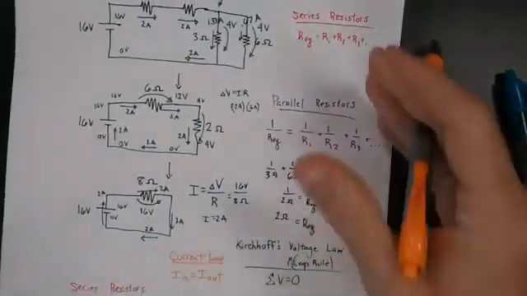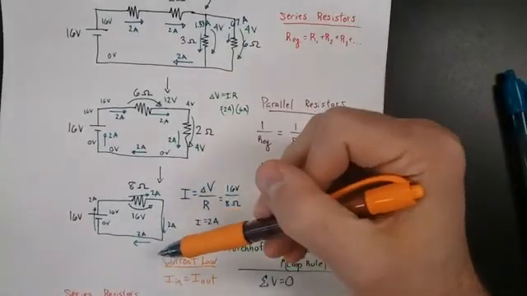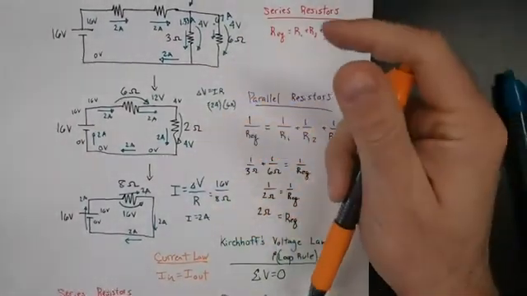So, this is how we work through complex circuits. You make them really simple, and then use the things we know about circuits to build those ideas back up.